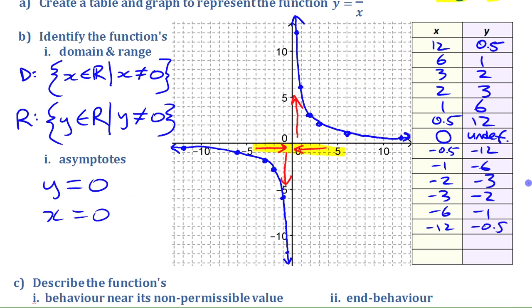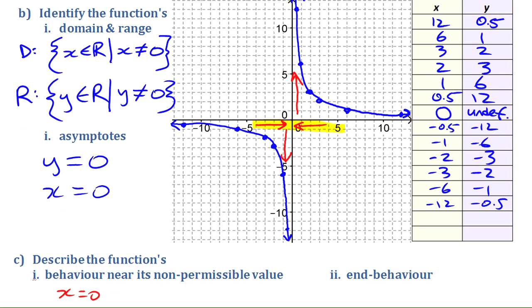Now we're going to look at what's called the end behavior as well. This term down here, end behavior. End behavior is what happens as you go out to the right indefinitely and out to the left indefinitely. You could talk about the right end behavior and the left end behavior.